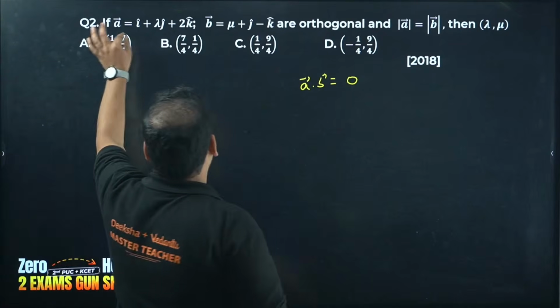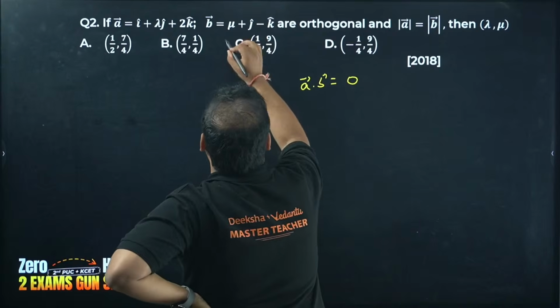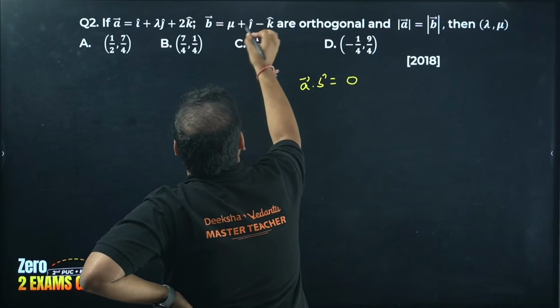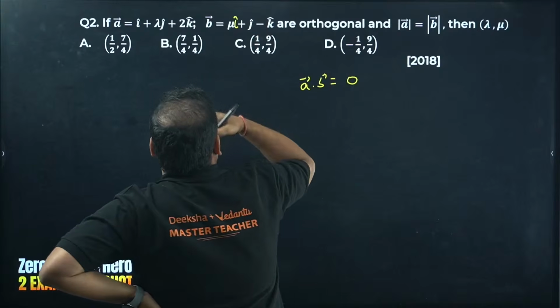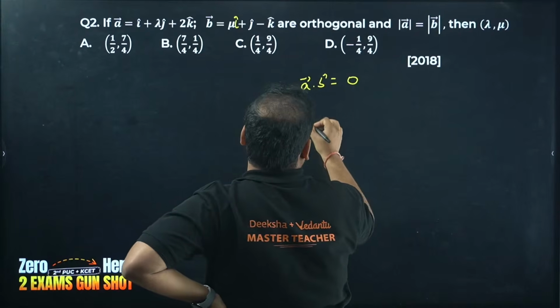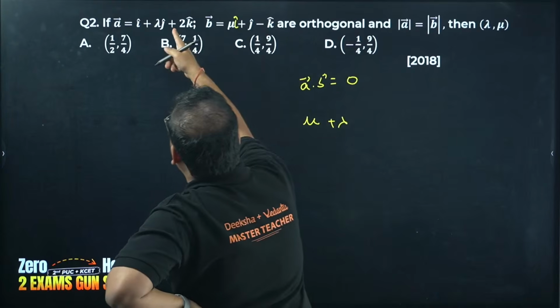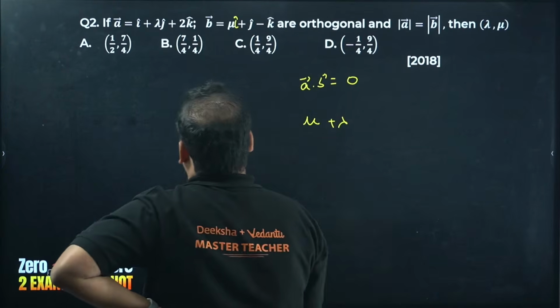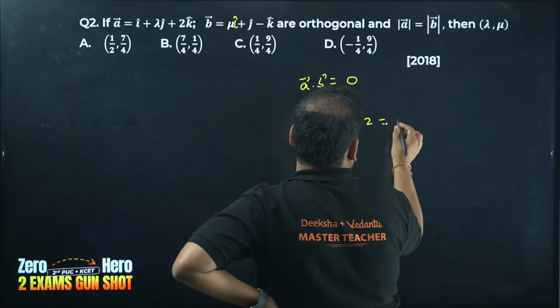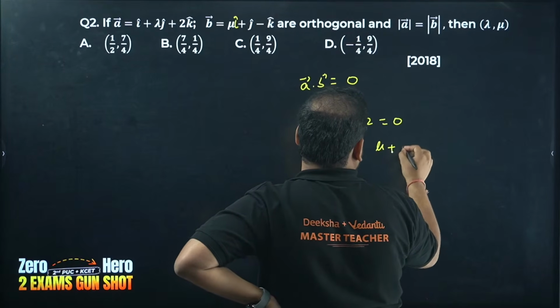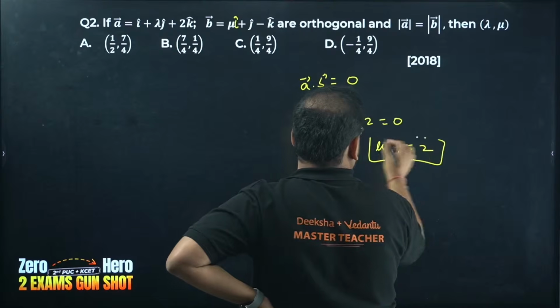Okay, A dot B. I with I cap will give me, sorry, I forgot right here. Mu I cap is there, no? So I with mu will give me only mu. J with J will give me only lambda. And I get here 2 into minus 1, that is minus 2, which will be 0. I'm getting mu plus lambda as 2.